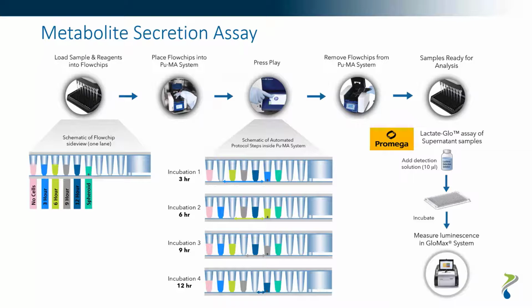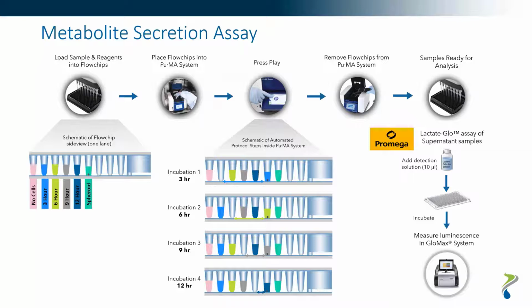In this workflow, we first loaded the flowchip with tumoroids and media containing drugs. After that, the flowchip is transferred inside the Pu.MA system. You select the protocol to run from the list and press run. During the automated protocol, the following steps will be done automatically.